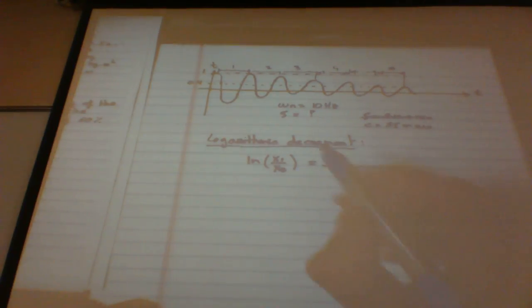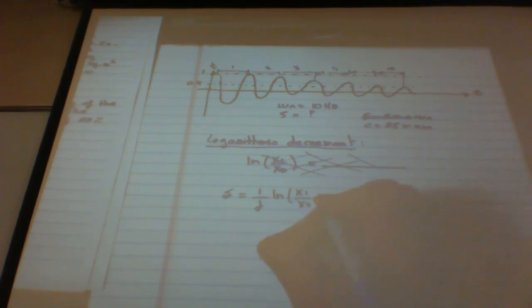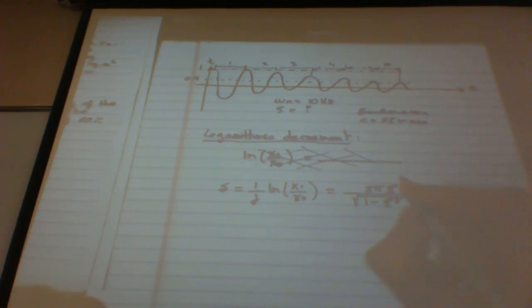So let's see, what was the expression we had over here? Delta, which is equal to 1 over j log x1, x2 is equal to, what was the expression? 2 pi, was it 2 pi or 4 pi? I think it's 2 pi psi divided by this, okay? Where j will be 10 for the number of cycles.